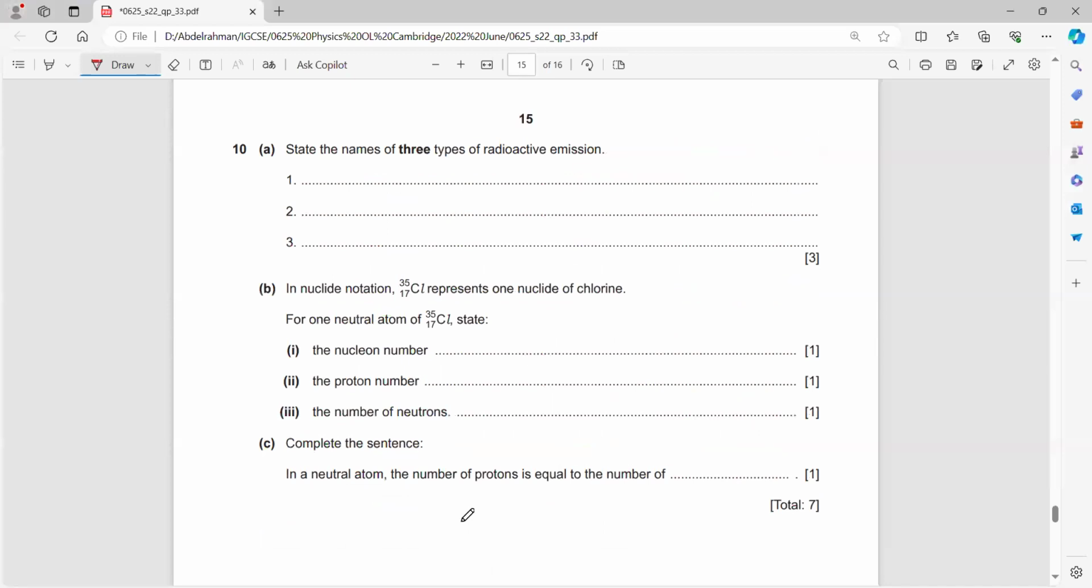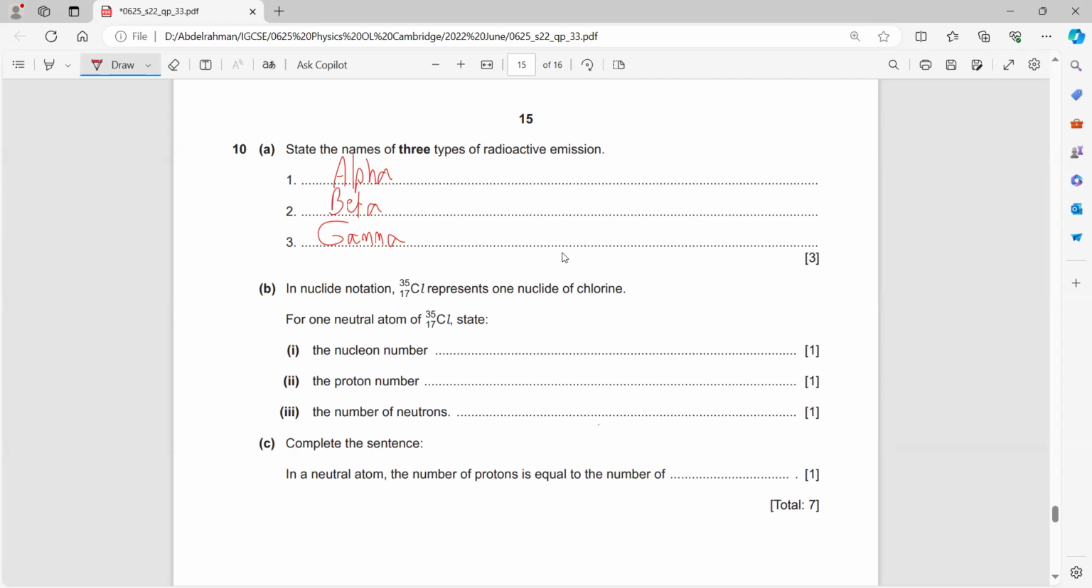State 3 types of electromagnetic radiation. Gamma rays, beta particles, and alpha particles. Gamma rays, beta particles, and alpha particles. Okay, alpha, beta, and gamma.